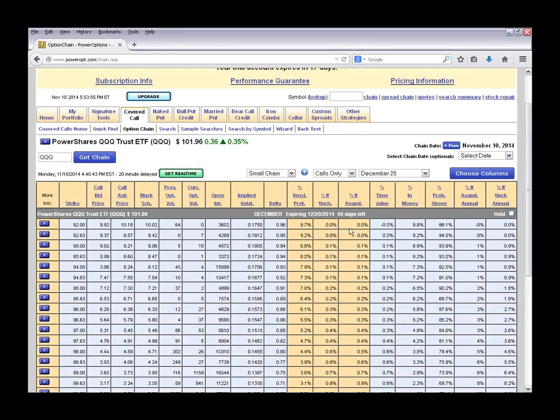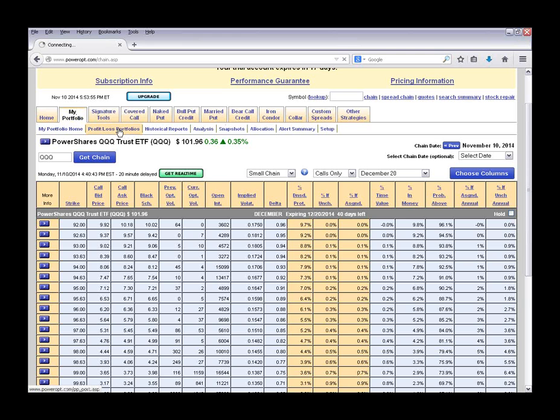And lastly, what if I own QQQ, currently at 101.96? What if I own QQQ right now, my cost basis is $99, and I want to see potential covered calls or other trades? Well, the best thing to do there is to actually enter it into your portfolio tool.